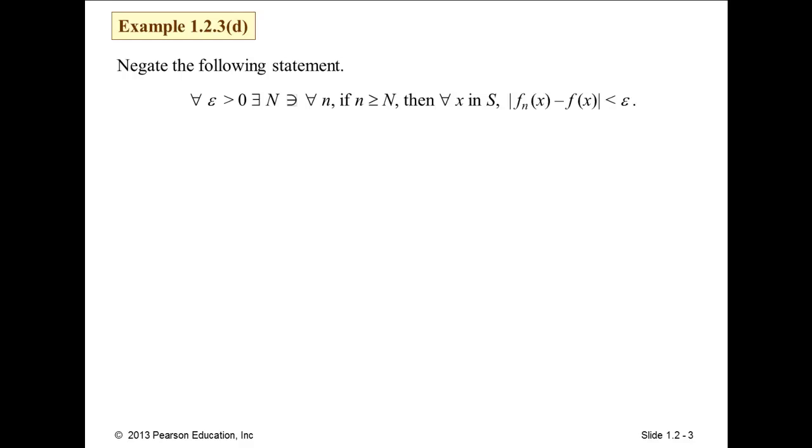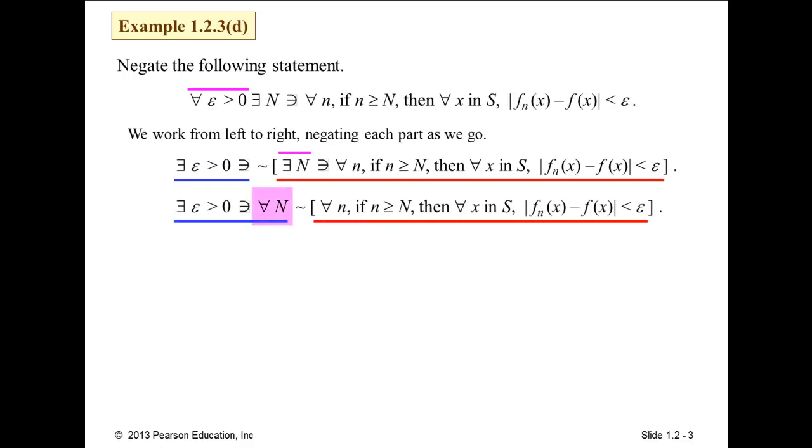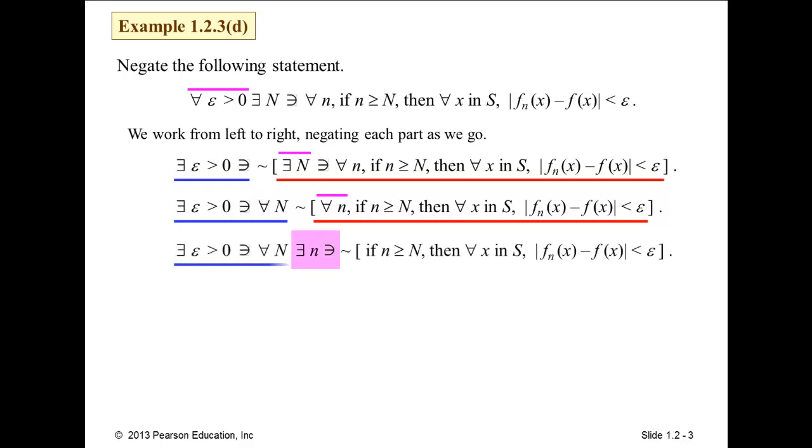This is a very complicated statement, but using PowerPoint, I can show how to work through the negation one step at a time. The negation of "for all epsilon greater than 0, something happens" is "there exists an epsilon greater than 0 such that the something does not happen." The negation of "there exists a capital N such that something happens" is "for all capital N that something does not happen." We continue in this manner.